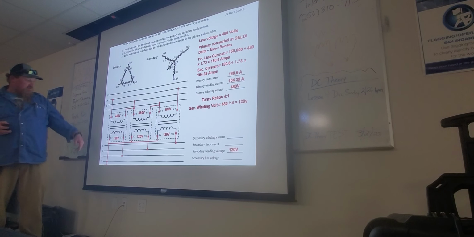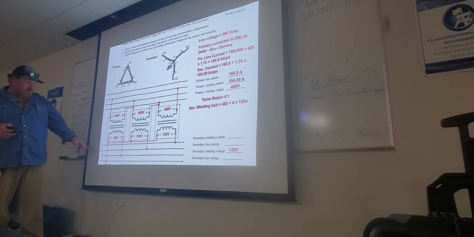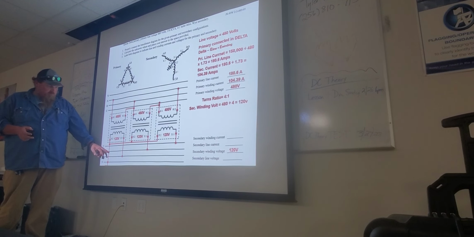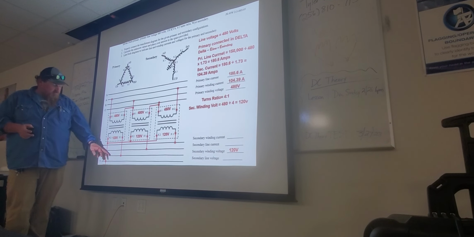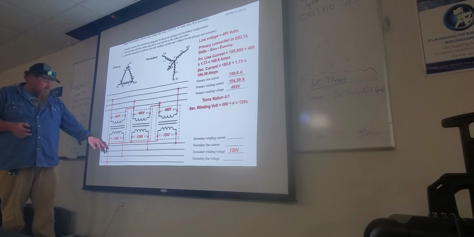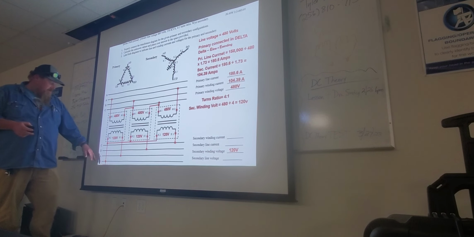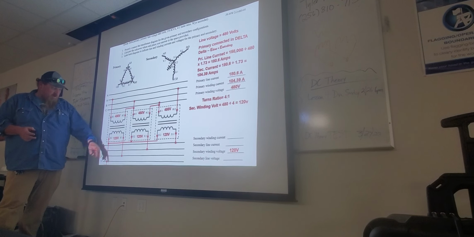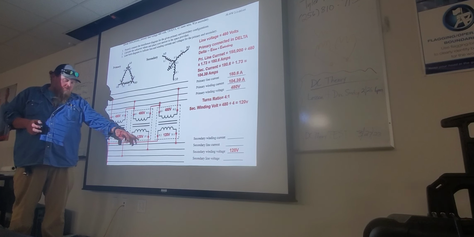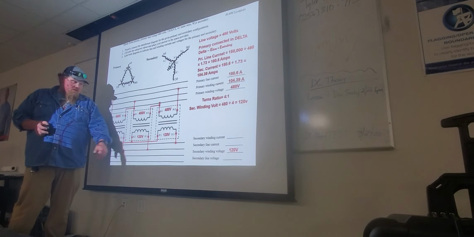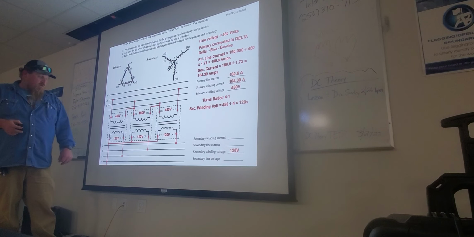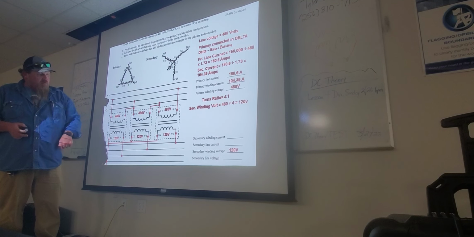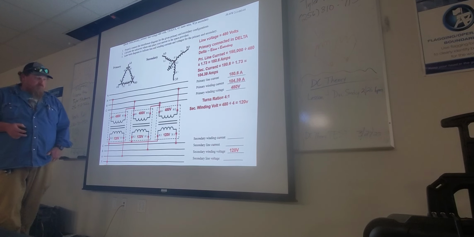All right, so hooking this up. Notice all of our X2s for each winding are all tied together and going down to neutral. X1 going down to A. X1 on this winding going down to B. And X1 on the far winding will go to C.